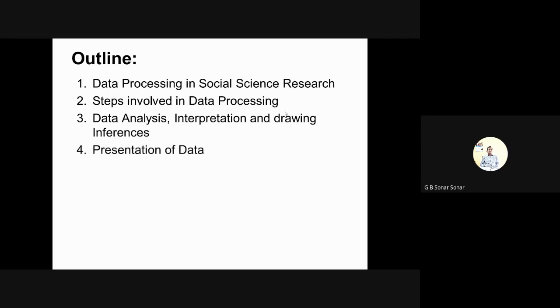Fourth part of the presentation is on presentation of data: how the data in social science research, once it is collected, processed, and analyzed, can be presented at different platforms for the benefit of the society, for the benefit of the community, for the benefit of the different stakeholders. We will be discussing in brief.